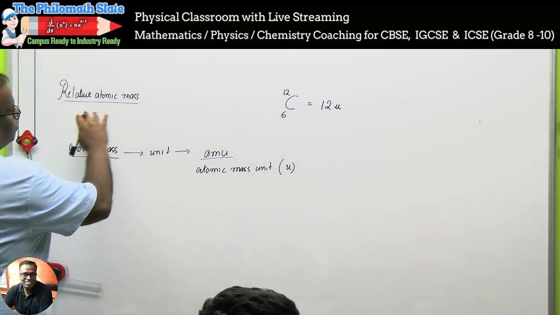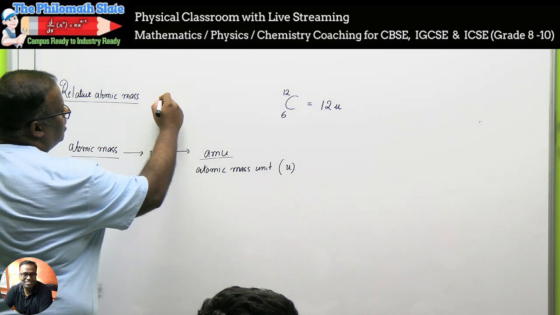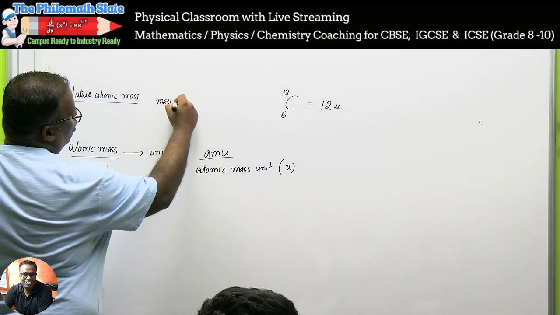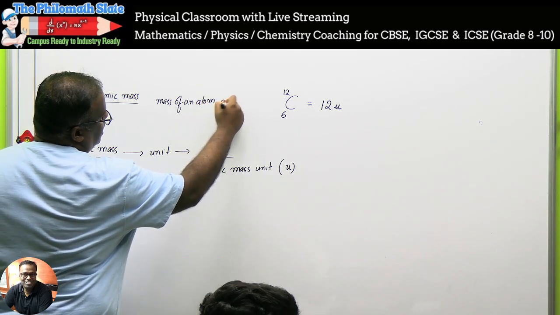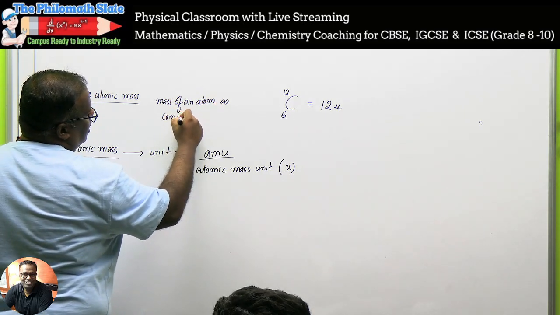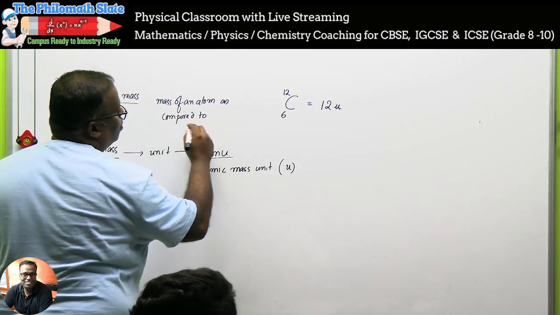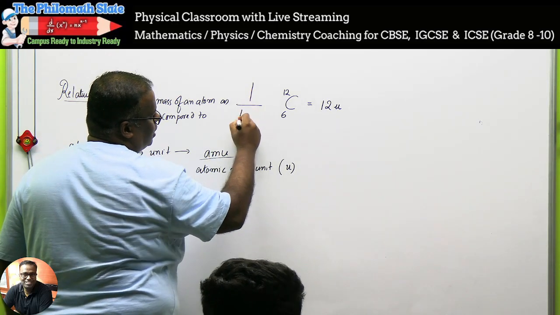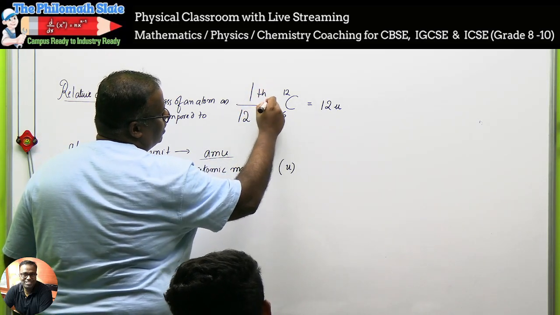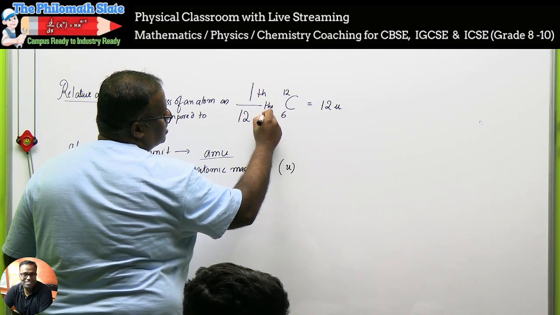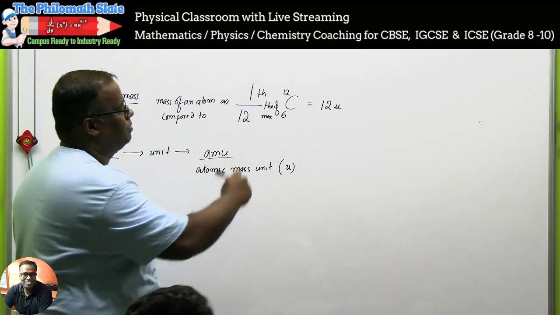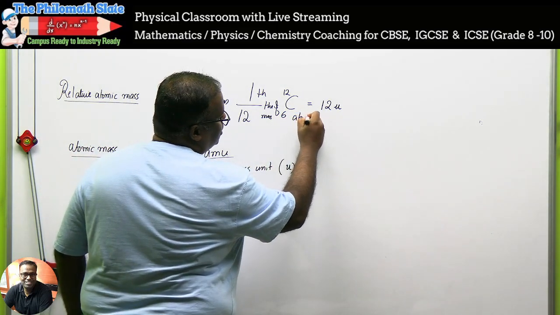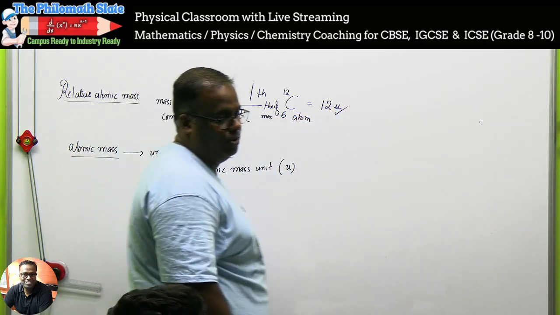The relative atomic mass is the mass of an atom as compared to 1/12 the mass of a carbon 12 atom, where carbon 12 is assigned the value of 12 units.